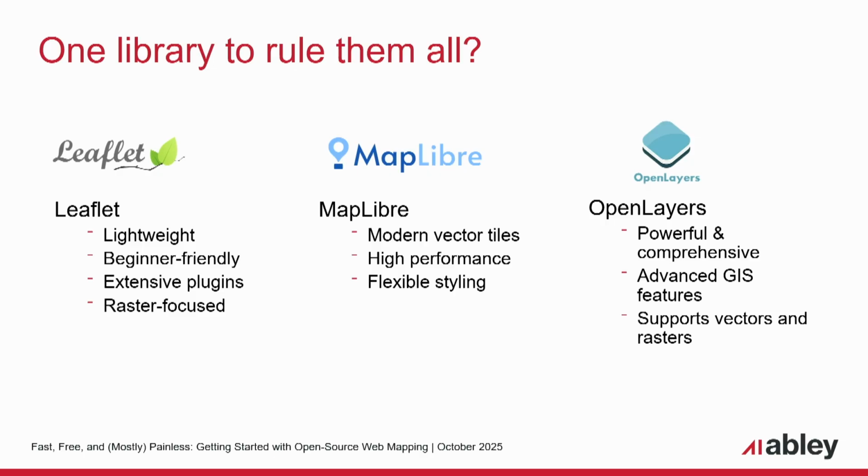MapLibre is a fork of Mapbox.gl.js and excels at rendering vector tiles with smooth, interactive maps. It's well suited for modern, high-performance web mapping that require custom styling and dynamic data. OpenLayers is a robust and feature-rich library that supports a wide range of projections, data formats, and advanced features. It has a steeper learning curve, but it's ideal for complex mapping solutions where you need full control over map rendering and interaction.